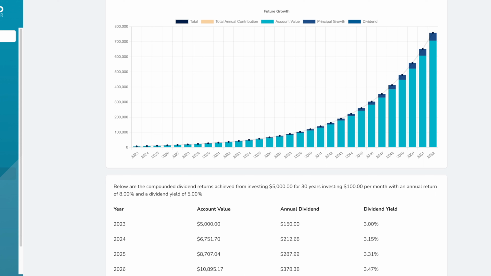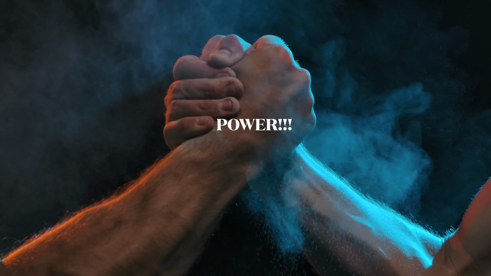So you can see it's important to start as early as possible to give the compounding effect enough time to work its magic. The longer you invest, the more powerful the compounding effect can be.